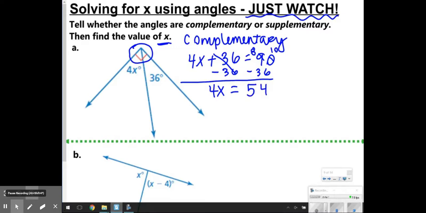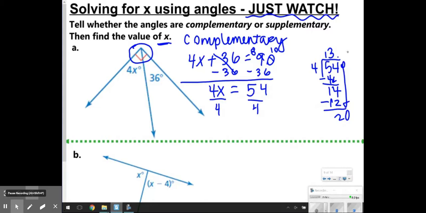Now all I have to do is divide by 4 to get x by itself. We probably will come up with a decimal here because I don't think 4 goes into 54 evenly. 4 goes into 5 once with 1 left over. 4 goes into 14 3 times with 2 left over. And 4 goes into 25 times. So x will be equal to 13.5.